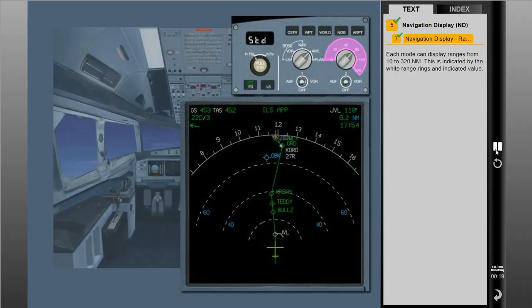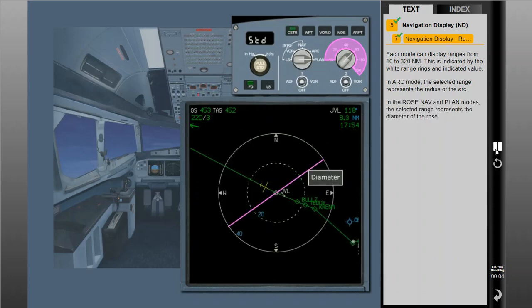Each mode can display ranges from 10 to 320 nautical miles. This is indicated by the white range rings and indicated value. In arc mode, the selected range represents the radius of the arc. In the ROSE nav and plan modes, the selected range represents the diameter of the ROSE.